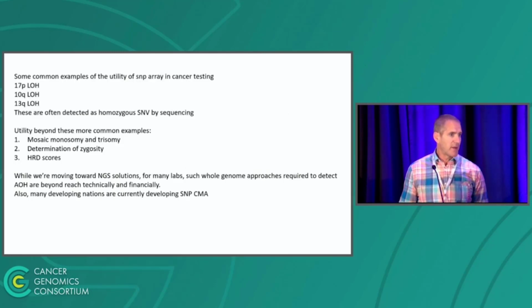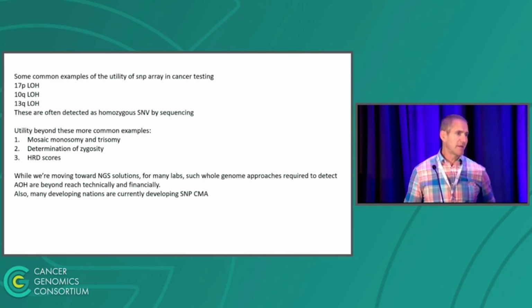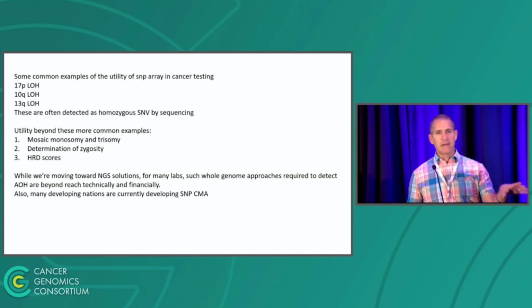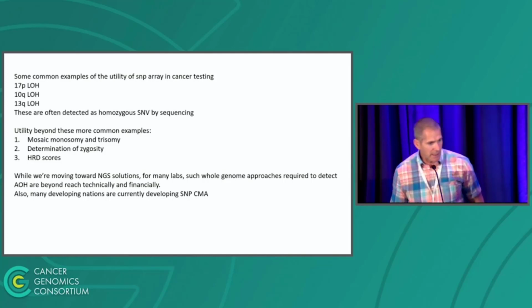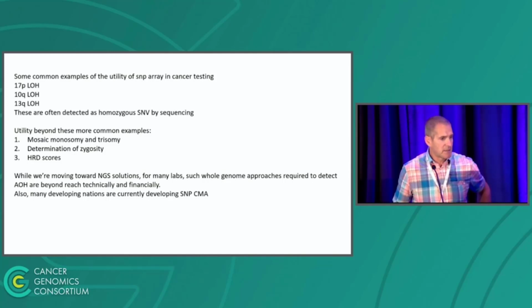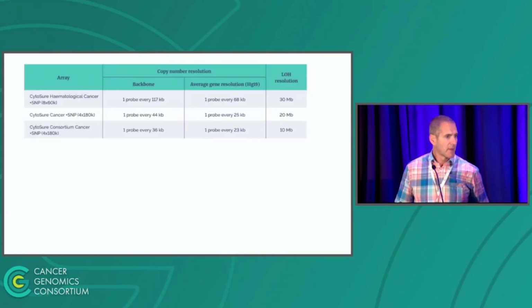I put up some examples here of the utility of SNP arrays. The previous speaker spoke on that a little bit in terms of the myeloma, but 17p-LOH, et cetera. Today we're going to talk about the mosaicism that we see, also determination of zygosity, and HRD scores. I'm not going to touch anything on constitutional, so for this audience, it's all going to be cancer related. But we rely on SNPs extensively in our constitutional and prenatal arrays as well.